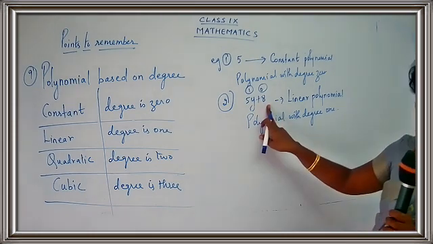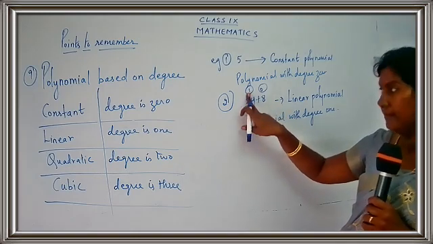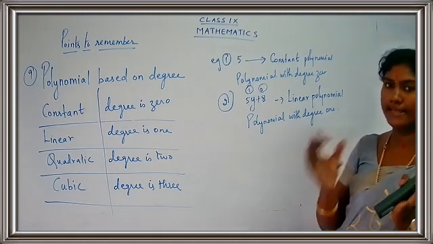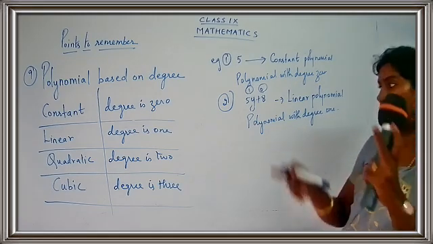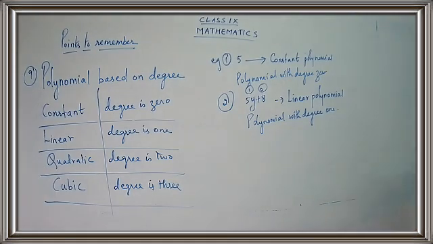So I have two terms here and I have just found that one term has a power 1 and one term has a power 0. So from 0 and 1, 1 is the highest power. That means the degree is 1. So it is a linear polynomial. Just state this example today: 5y plus 8 is a linear polynomial.